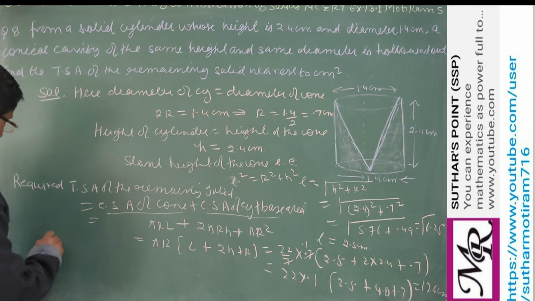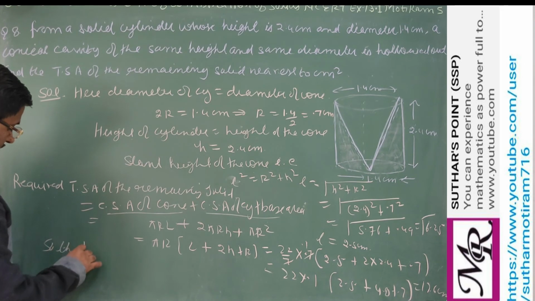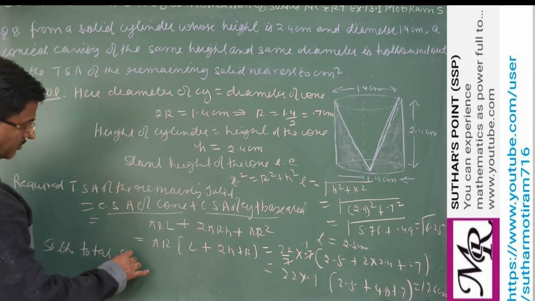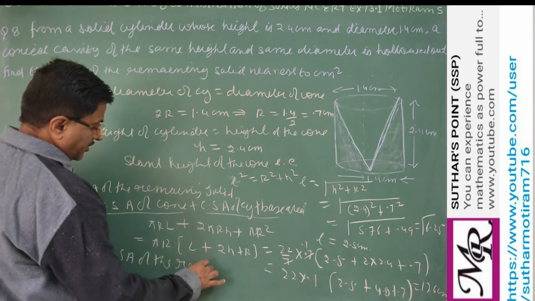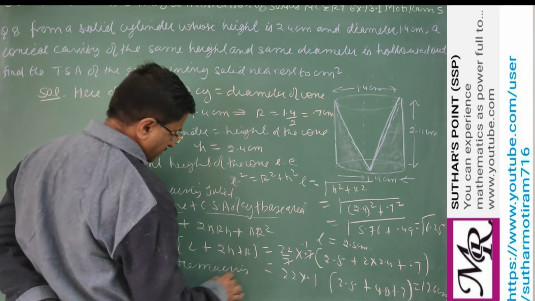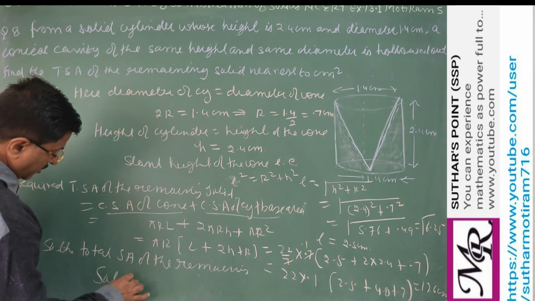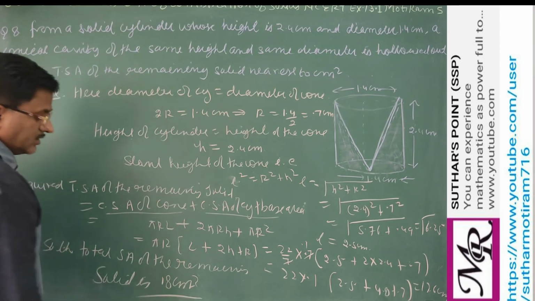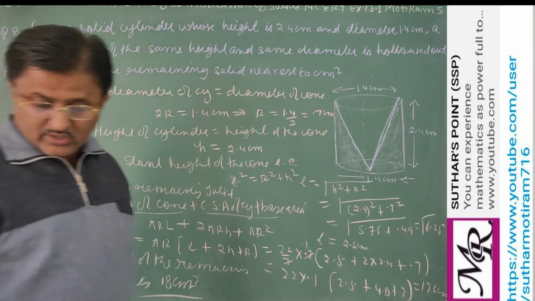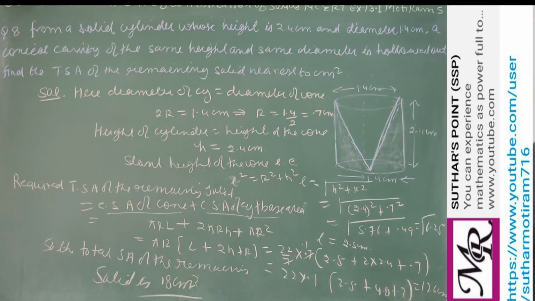So the total surface area of the remaining solid is, to the nearest centimeter, 80 centimeter square. So dear student, in this way we can find the surface area of the remaining solid. This is very important, and in practical life this type of problem is very important.